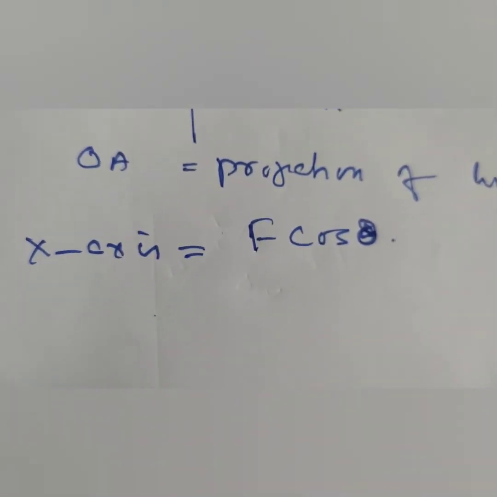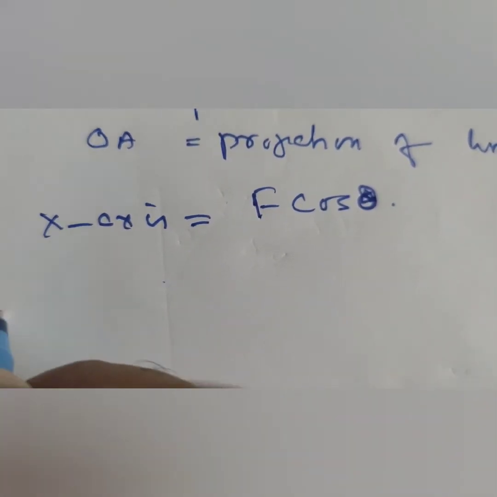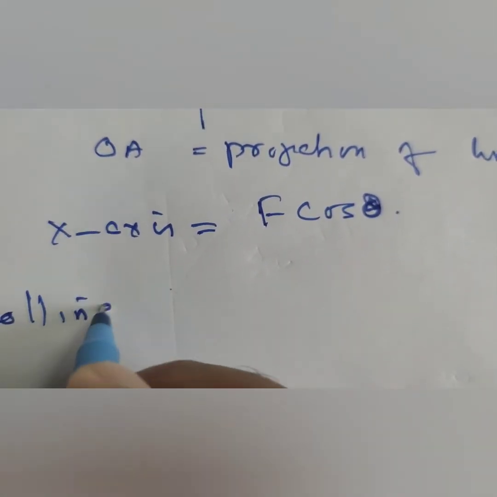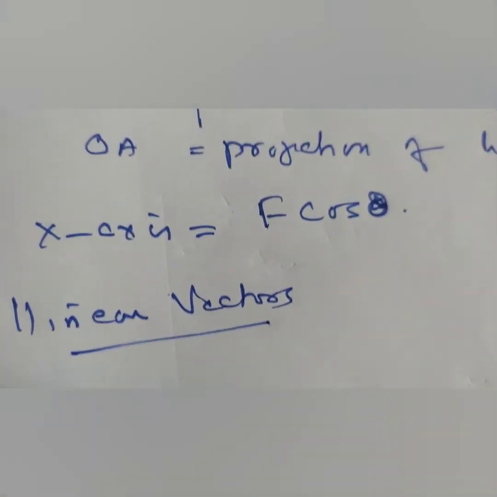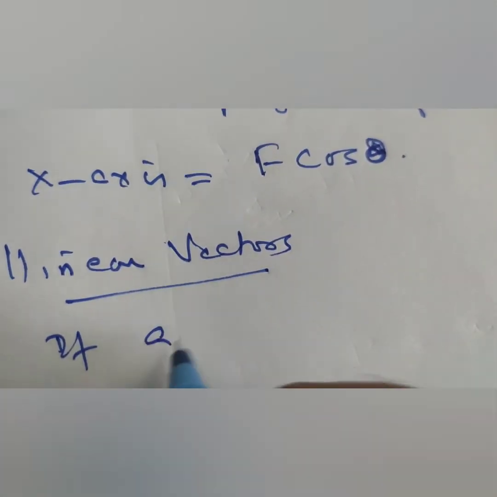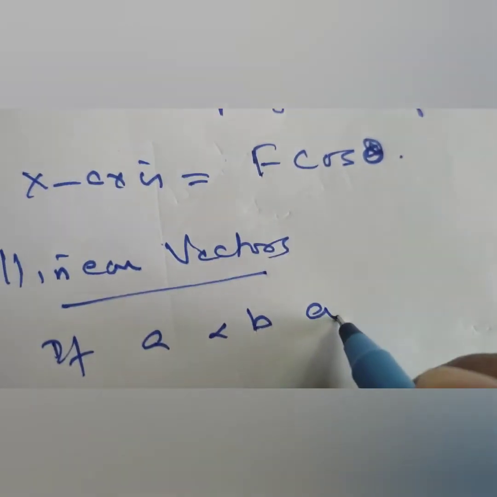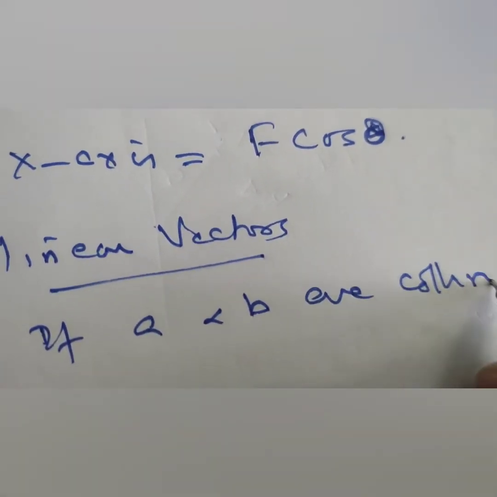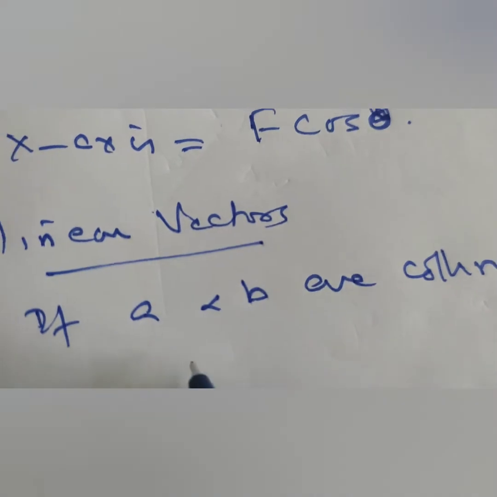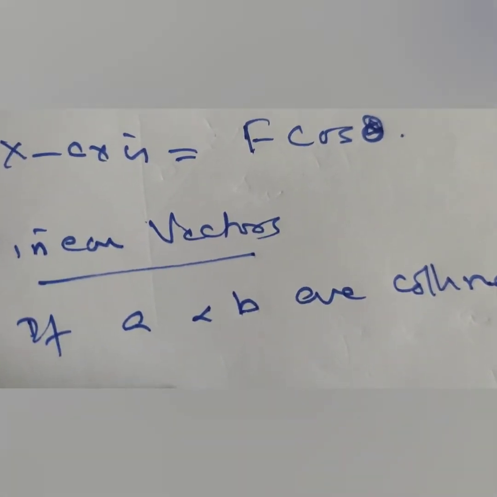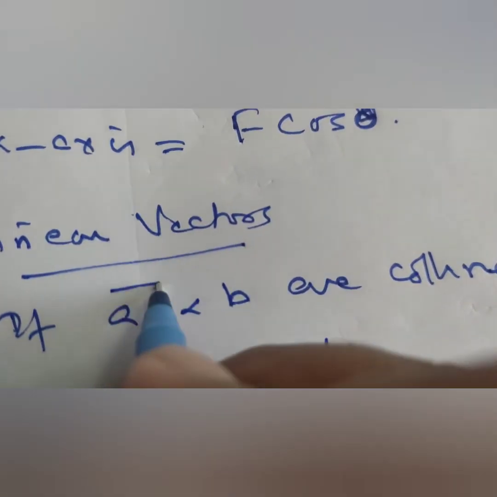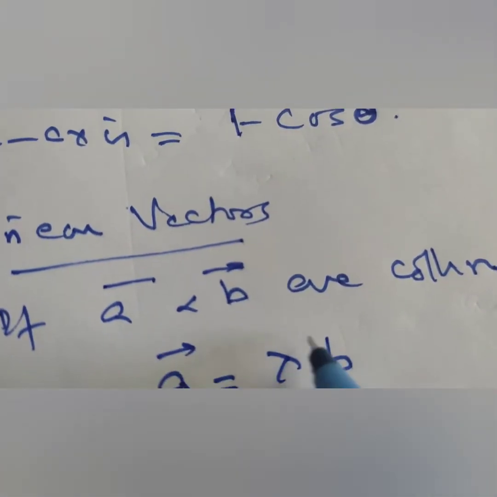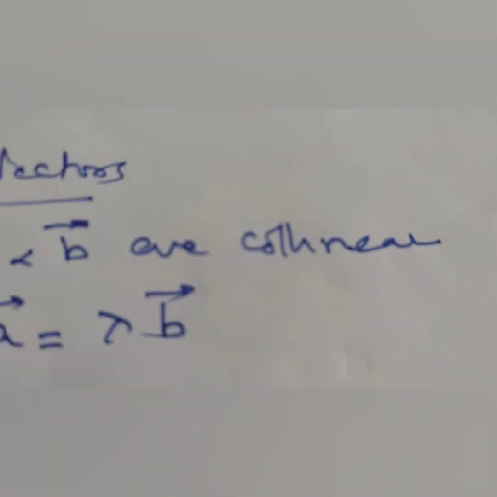Next point, collinear vectors. If vectors A and B are collinear, there exists a scalar such that A is equal to lambda B. Yes, collinear: A is equal to lambda B.